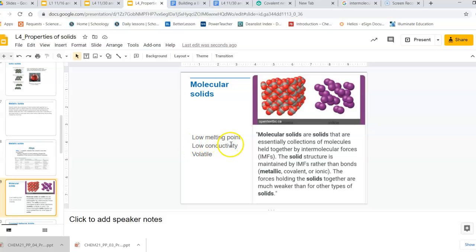They have low conductivity to no conductivity. They're very volatile. It's easy for them to go into gas. Here's an example of them. This is carbon dioxide. It has to be very, very cold in order to be a solid. And you can see they just aggregate together. The only thing holding them together is intermolecular forces. And here's an example of iodine. Again, you have to cool it in order to make it into a solid. Okay, so those are molecular solids.